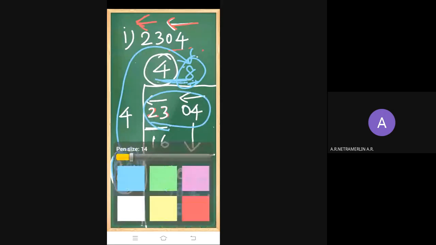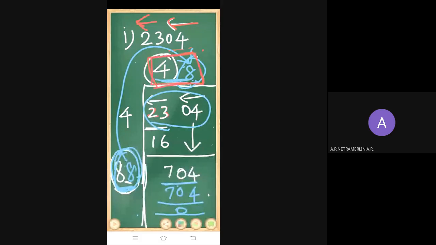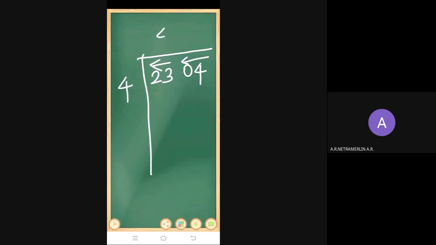Let me repeat once again, children. We have to find the square root of 2304. From the right corner, make pairs. 4 fours are 16. You have to write only the square number, because we are finding the square root. So 4 fours are 16. When you subtract, you get 7, and you bring this pair down.